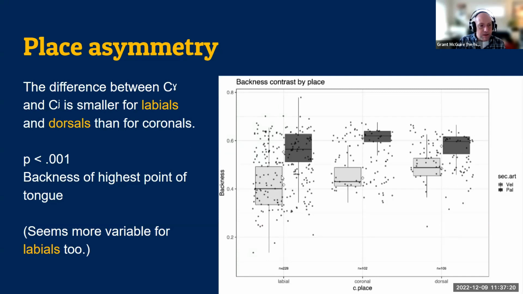So the difference between the velarized and palatalized is, sorry, Grant, it's the coronals that show the greater separation. Yeah, the coronals are the ones that are showing the greater separation, possibly because there's less variability here. Sorry, I got myself confused here. And then what we're seeing is that the labials and the dorsals are showing roughly similar amounts of difference here. The labials show the largest degree of variation.